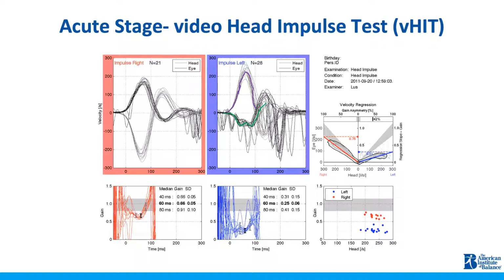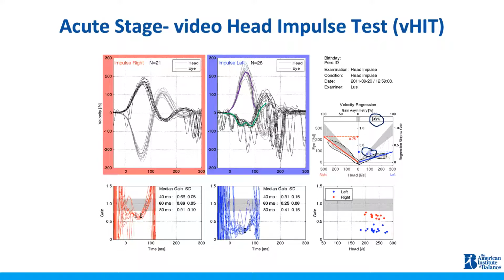Now, just by looking at this figure, just by looking at these tracings, you can see that there's not that equal and opposite 1-to-1 ratio, as there seems to be with the rightward head impulse. Also, looking at this velocity regression graph, you can see the actual numbers of gain. So I'm going to circle this 0.31. Here at the Institute, we use the value of less than 0.8 as abnormal gain. And also there is significant asymmetry of 42%.